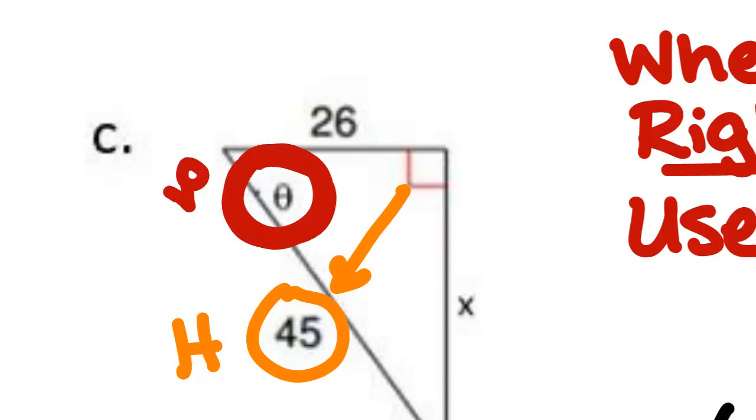This is where we're standing. We already have the hypotenuse labeled, so what should the next side be that I label? Opposite. Where's the opposite side? X. And so this 26 up here? Adjacent, A.